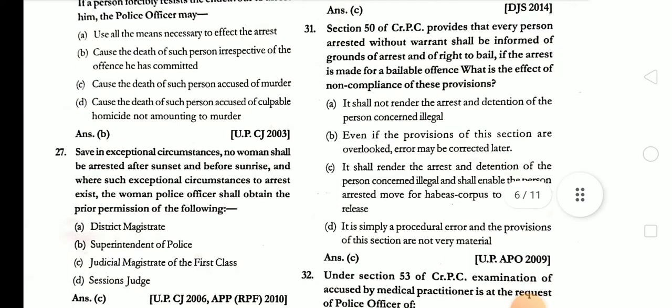Next question, section 50 CRPC provides that every person arrested without warrant shall be informed of the grounds of arrest and right to bail, if the arrest is made for a bailable offence. What is the effect of non-compliance of these provisions? Answer will be C. It shall render the arrest and detention of the person concerned illegal and shall enable the person arrested to move for habeas corpus to obtain his release, because he must be informed about the grounds of arrest and right to bail if it is a bailable offence, and these provisions are mandatory in nature, that is, section 50 is mandatory in nature.